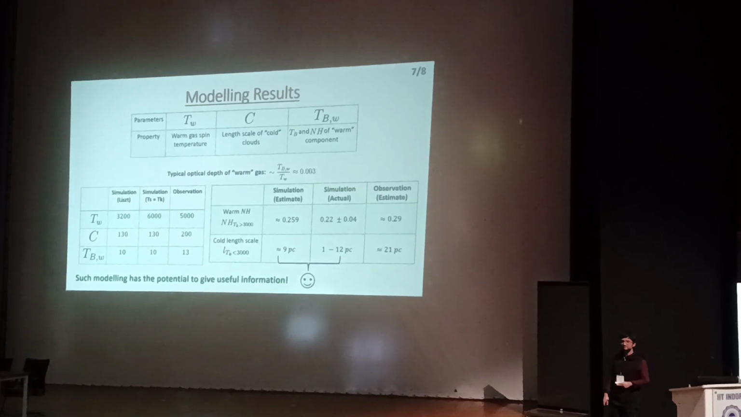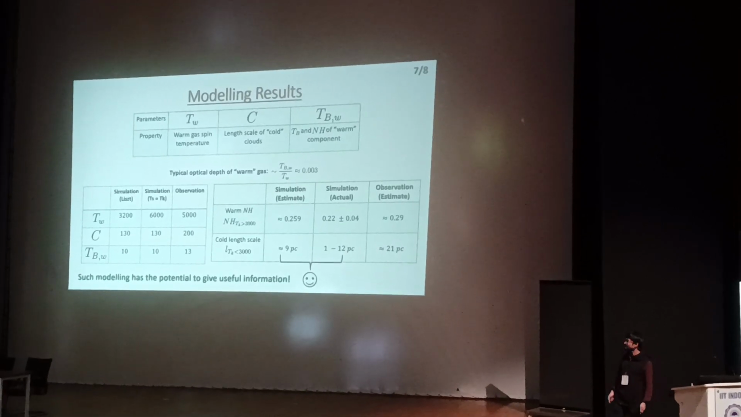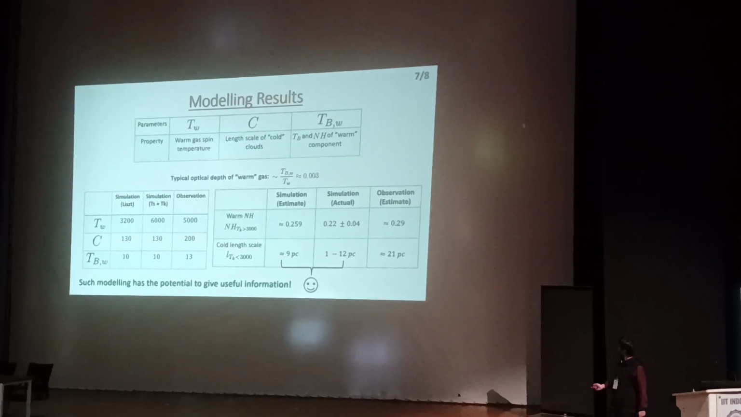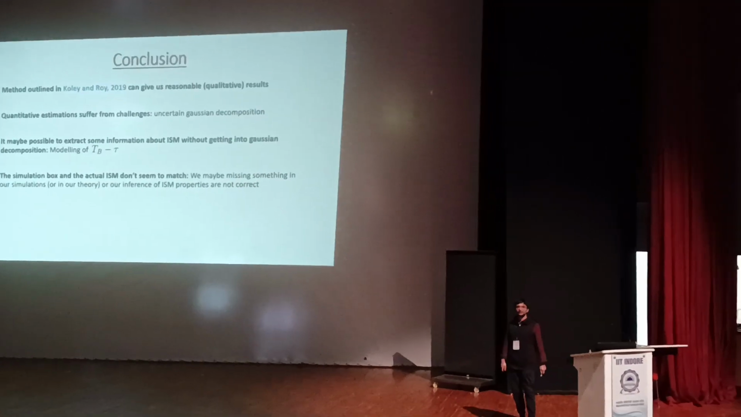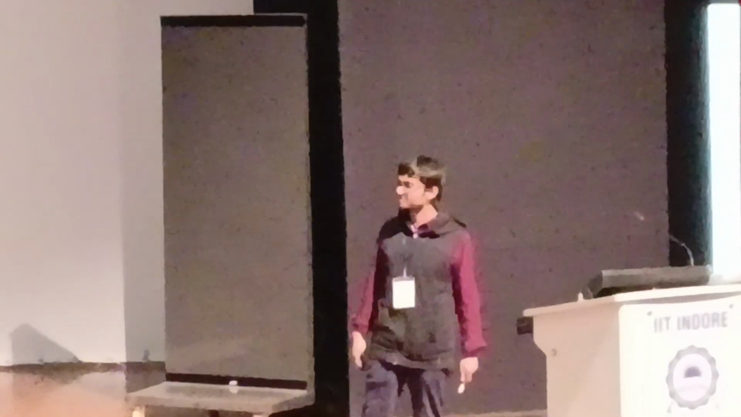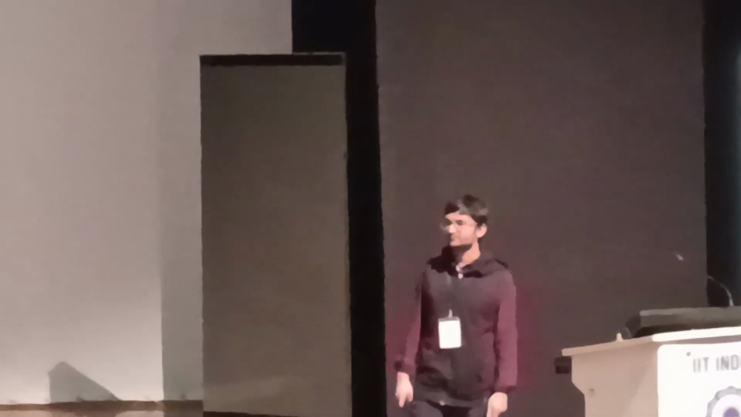And such modeling just shows we have the potential to give some physical properties of the ISM without getting into uncertainties related to Gaussian decomposition. And these are the observational estimates of the same. So I want to end with this: my study shows that though something like Gaussian decomposition can give us a qualitative description of the interstellar medium, quantitative description suffers from incorrect estimation of the temperatures of any of the components, but we can bypass all that and find some way to get some estimation of the physical properties of the ISM without going into that, like modeling of beta.